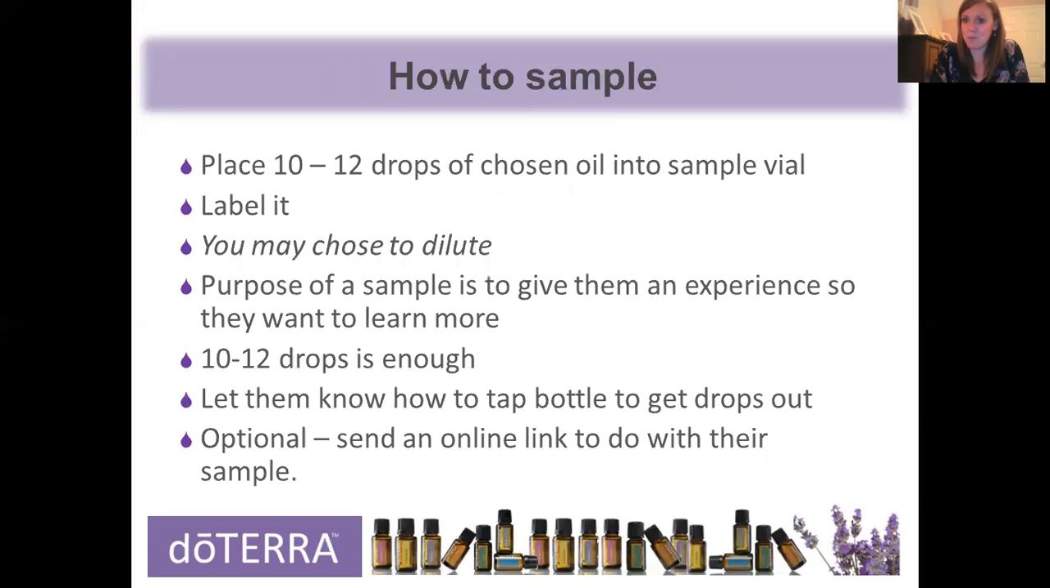So how do you sample them? What do you then do when they've said they want to sample? So you get your sample bottle, and obviously you just put 10 to 12 drops. So just hold the bottle over the sample bottle. If you take your sample bottle out, you can see there's a nice big hole in the top. So you can just literally drop the oil into there, just 10 to 12 drops of the oil.